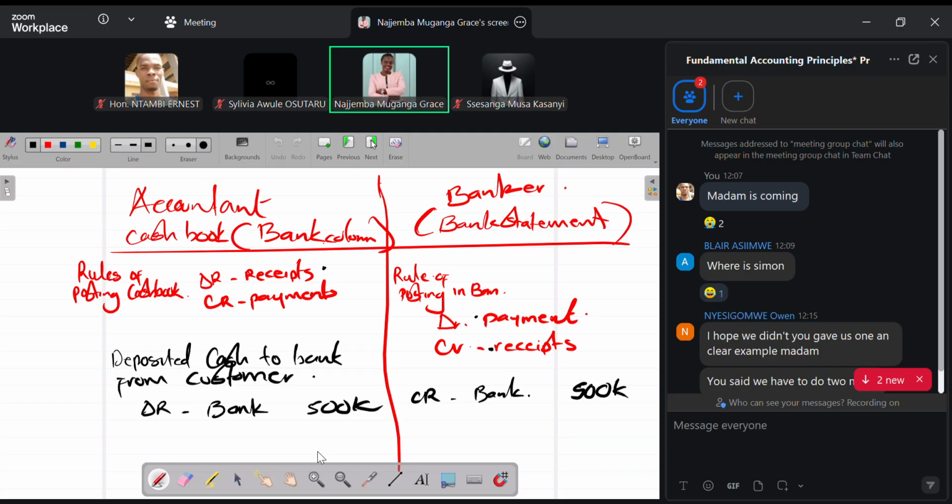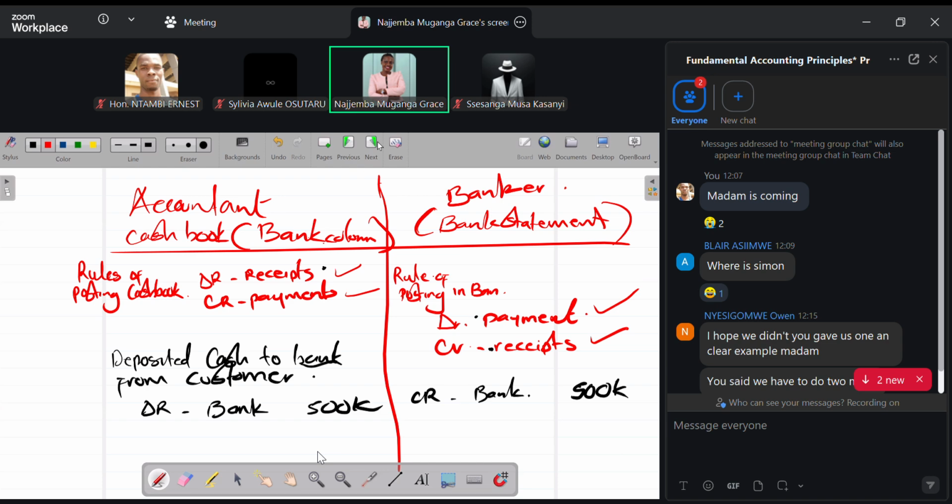We said in the organization, we have the accountant recording transactions in the cash book, specifically the bank column. And we say the rules when posting in this cash book, we debit the receipts and credit payments. But in the bank, when we receive money, accounts are credited. Any payments or deductions, those entries are on the debit.